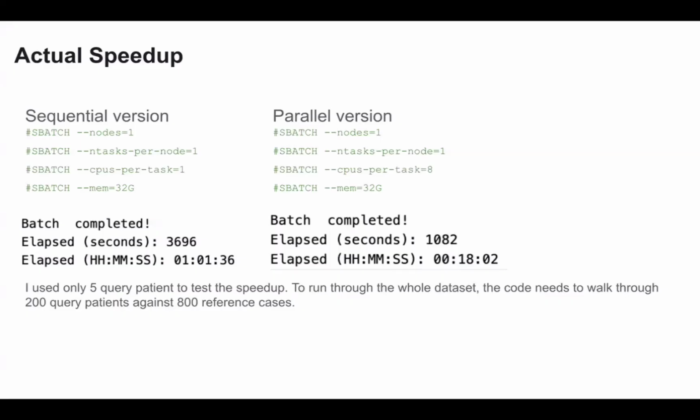For this test, I only used 5 patients to keep the run manageable. But the full pipeline needs to process about 20 patients against 80 reference cases. From the numbers we tested, the sequential version would take on the order of tens of hours, whereas the parallel version brings that down to around half a day, which is a great result.